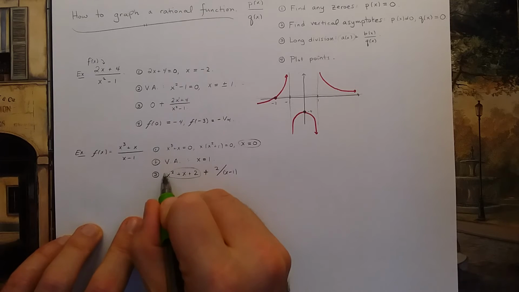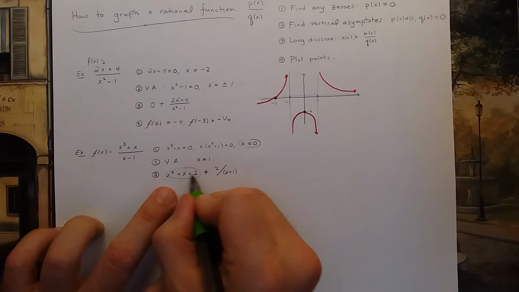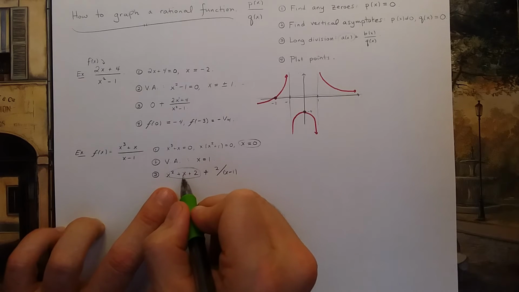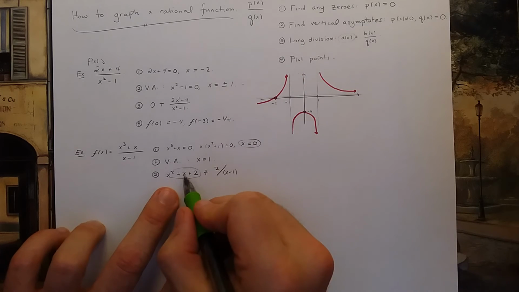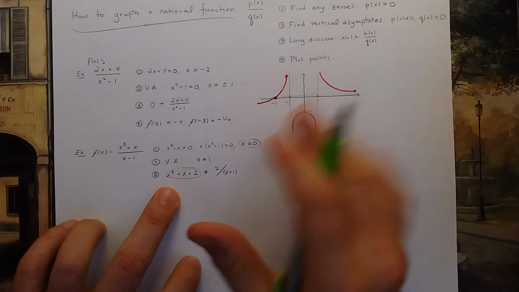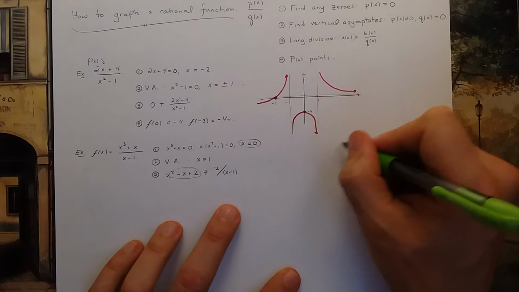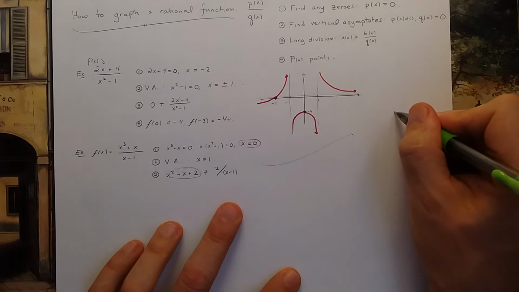That means the large and small values of x are close to this parabola. So this is the graph of a parabola. You can graph this parabola by finding its zeros. You could find its vertex. We did a whole video on how to graph parabolas earlier in the quarter. So you can graph that. Here, let me actually graph that over here.